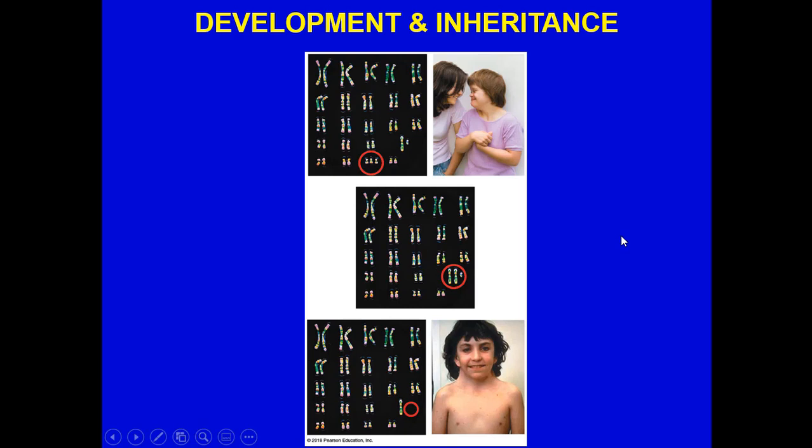Over here, you have 2 X's and a Y. That's the Klinefelter syndrome. And finally, you have here what looks like a female, but you have only 1 X and it's missing an X.